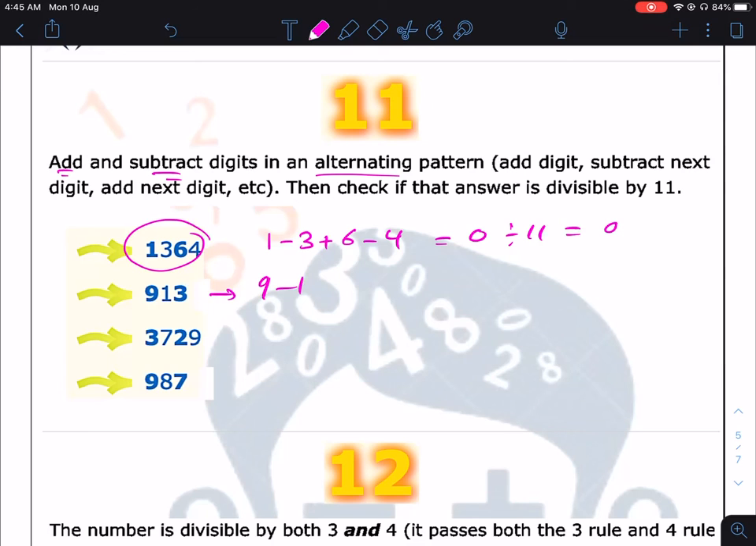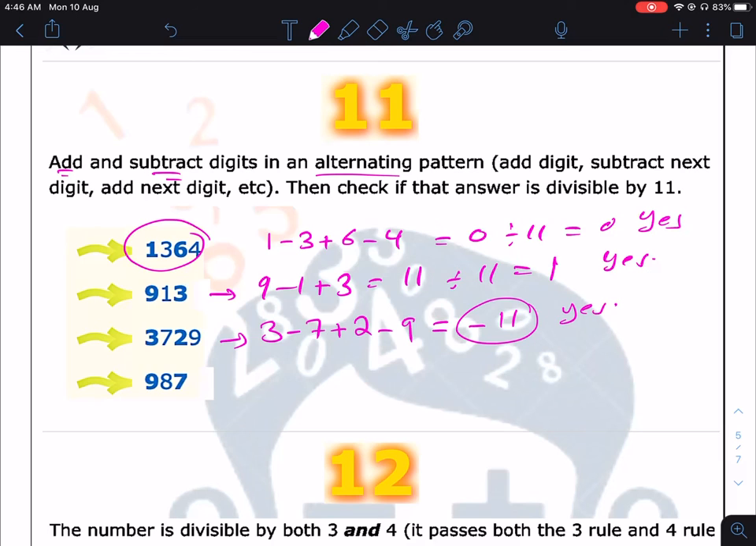For this one, 9 minus 1 plus 3. It will be 11. Can you divide 11 by 11? Yes, so this number is okay. This number is yes. This one, yes. And this one, 11 by 11 is 1, so yes. For this one, 3 minus 7 plus 2 minus 9. How much? It will be minus 11. Can you divide minus 11 by 11? Yes, you can divide minus 11 by 11. For this one, 9 minus 8 plus 7. It will be 8. You cannot divide, so this one, no.